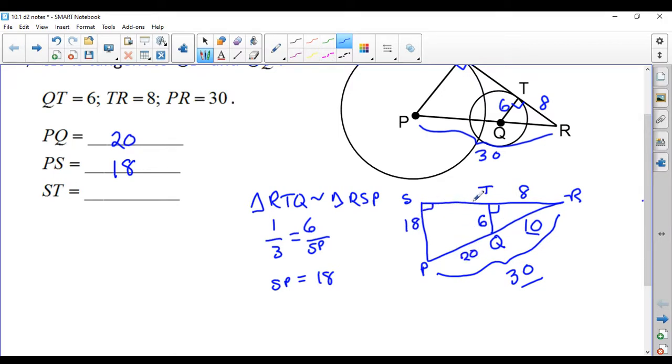Then I also want to find ST, and you have a couple options in this case. We could do the Pythagorean theorem to find SR. We could use the similar triangles to find SR. We can also use the triangle proportionality theorem, which says when this line is parallel to the third side, it divides the other two sides proportionally. 10 is to 20 as 8 is to ST, or 1 is to 2 as 8 is to ST, which means 2 times 8 equals 1 times ST. The length of ST is 16.